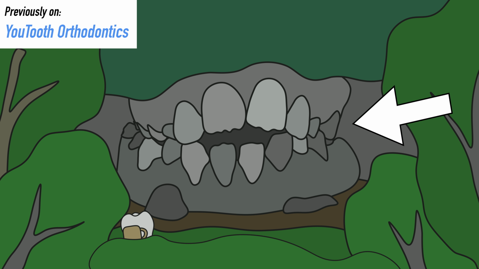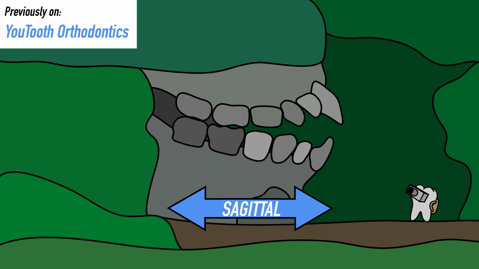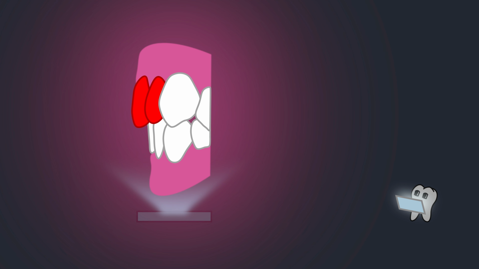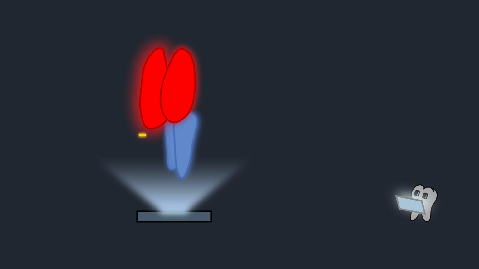Now we're going to look at the anterior occlusion, the upper incisor, the lower incisor in the sagittal plane. That's front and back. Normally, the upper incisor is more forward than the lower incisor. That distance is called overjet.